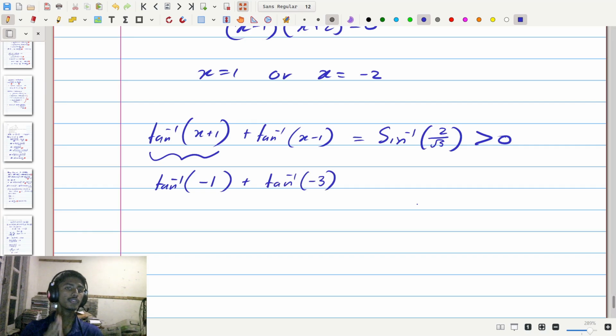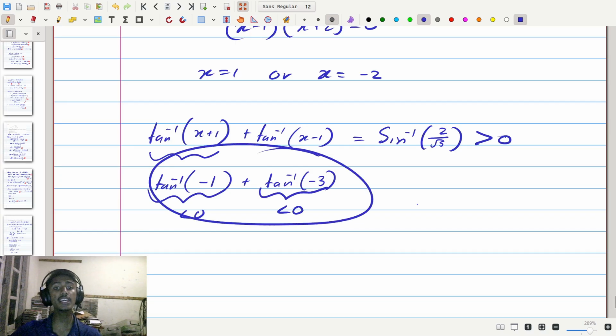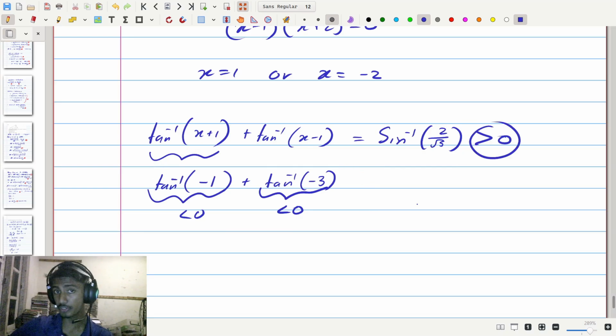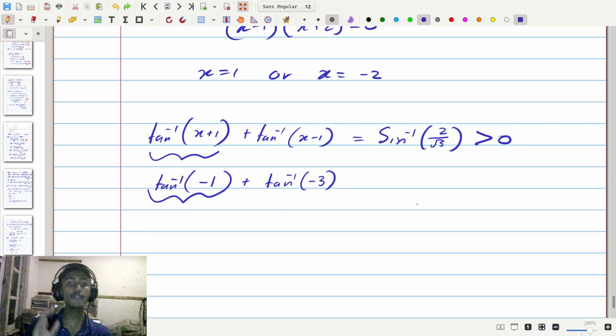Now, since this is the tan inverse and we have negative values, both of these angles are negative. This angle is negative, is less than 0, and this angle is also negative, is less than 0. But when we add these two together, we must get this angle, which is of course definitely positive. So according to that, a negative angle plus a negative angle can never be equal to a positive angle, and we can say, due to that, this value of x equals negative 2, is not a solution.